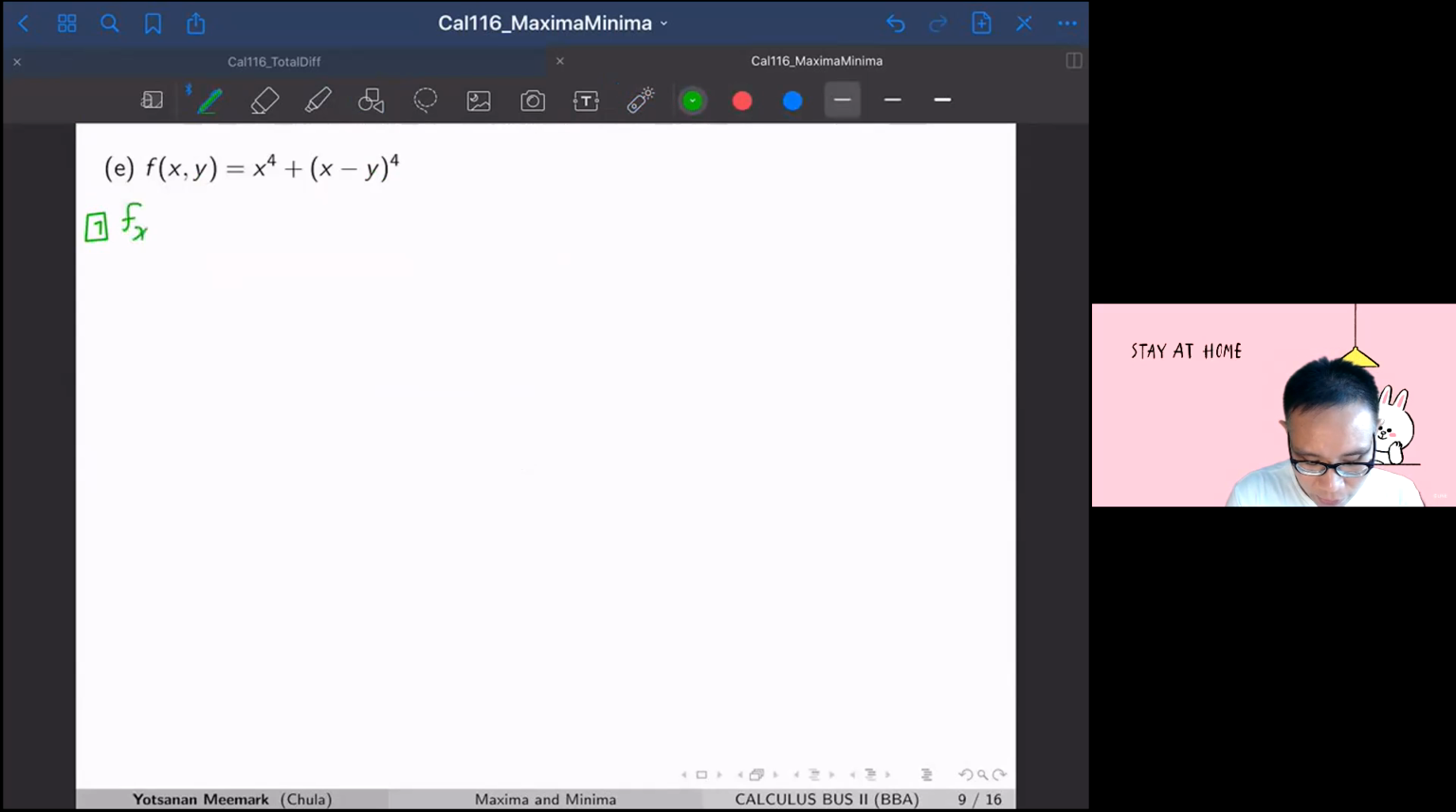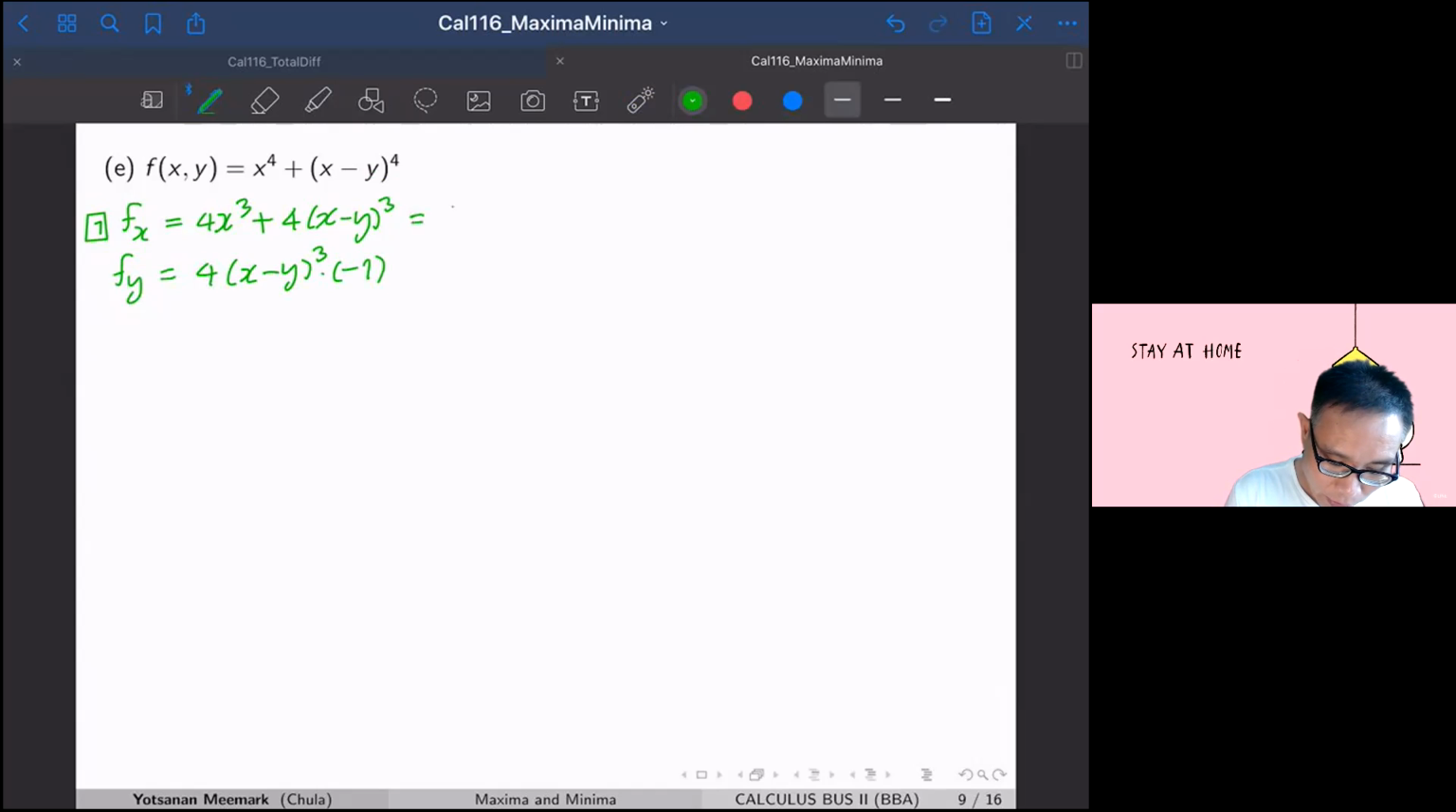So you have fx equal to 4x cubed, plus 4(x minus y) cubed, and the derivative with respect to x equal to 1. And you have fy equal to 0 plus 4(x minus y) cubed times negative 1. Okay, so you have these equations, and both equal to 0.